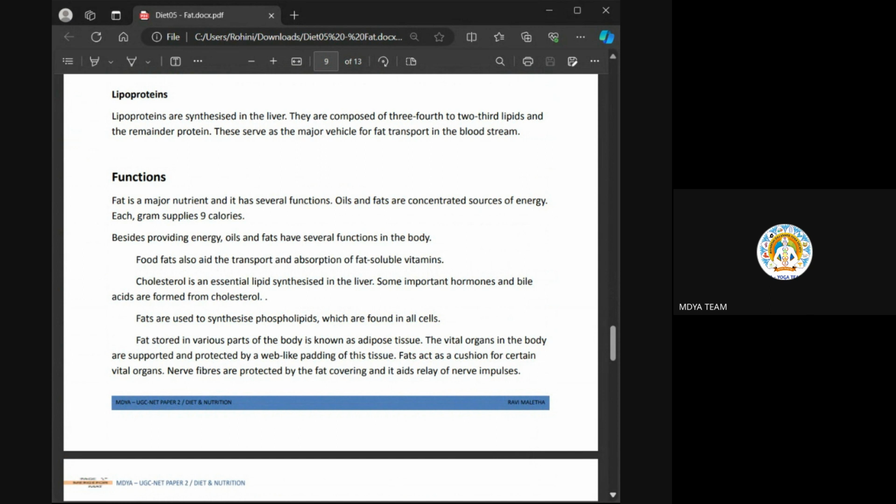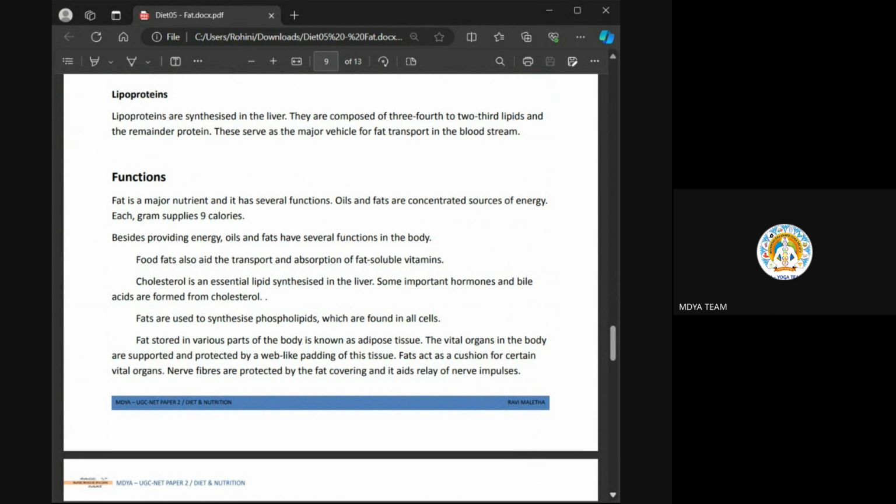They aid the transport and absorption of the fat soluble vitamins. We will discuss vitamins later on, but we have two categories of vitamins, the water soluble ones and the fat soluble ones. The fat soluble vitamins need the medium of fat to be absorbed or dissolved in the body, so fat helps them in their absorption. Cholesterol is an essential lipid synthesized in the liver also. Some important hormones and the bile acids are formed from the cholesterol. Fats are also used in the synthesis of phospholipids, which are found in all cells.